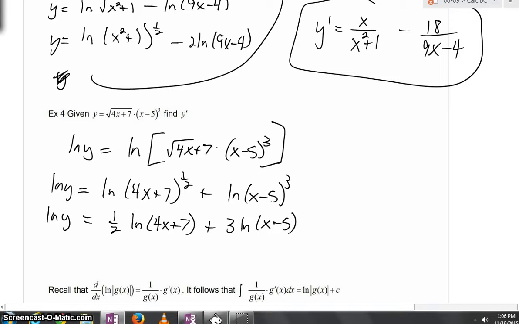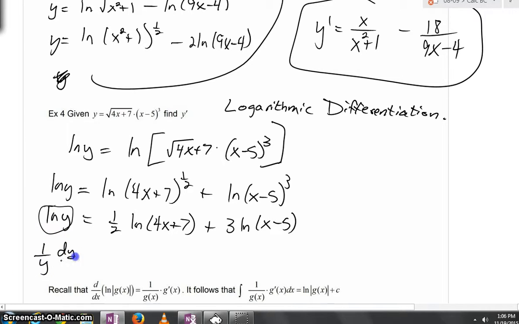And here's where we have to be careful, guys. This is called logarithmic differentiation, by the way. It's saying, hey, how about we introduce a logarithm on both sides to make our life easier? Well, there's one little price to pay. Look at this left-hand side. What's the derivative of the natural log of y? Implicit, remember, 1 over y, dy dx. You got to take the derivative of the inside.